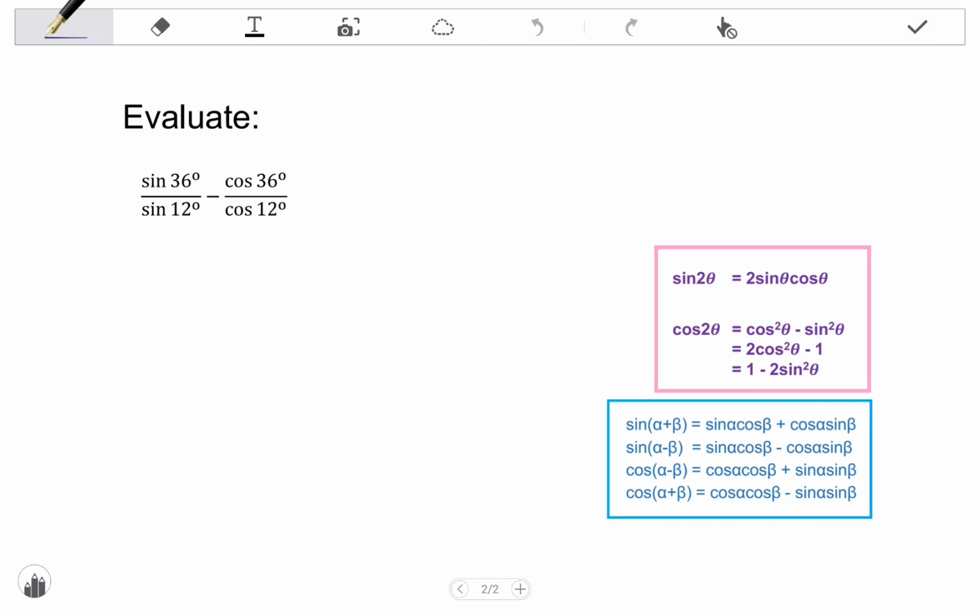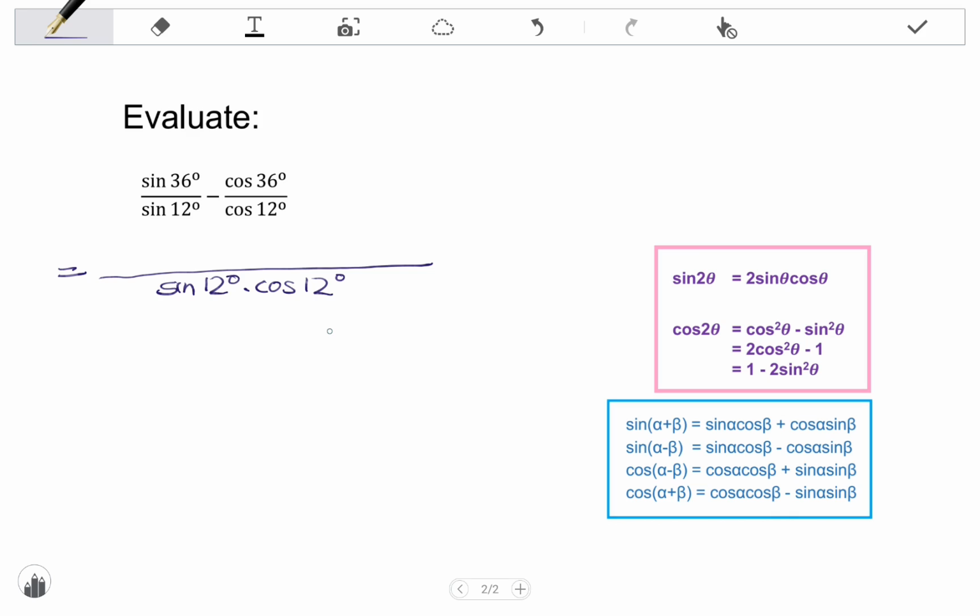Right, second and final example in this video. I have to evaluate an expression again, and in this expression I have a fraction minus a fraction. If that is the case, the first thing you want to try to do is rewrite it as one fraction with a lowest common denominator. Okay, so I have sine 36 degrees over sine 12 degrees minus cos 36 degrees over cos 12 degrees. So my lowest common denominator will simply be sine 12 degrees times cos 12 degrees.